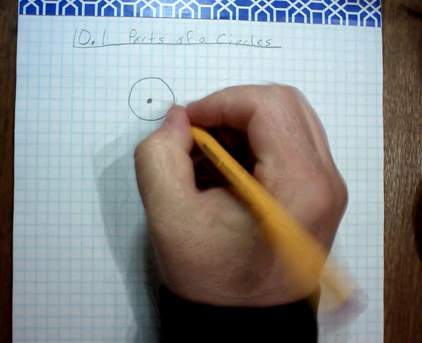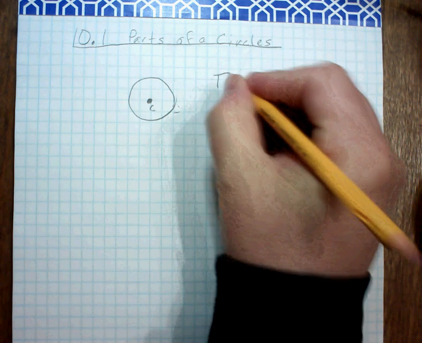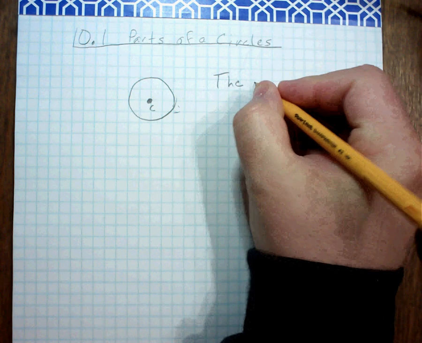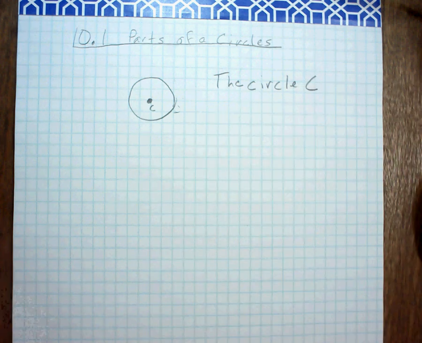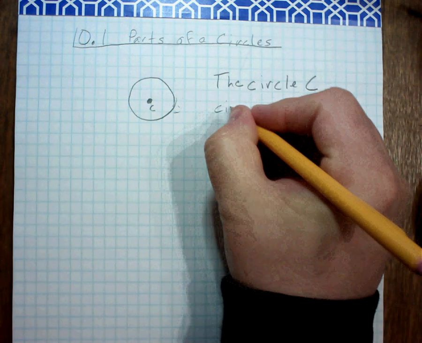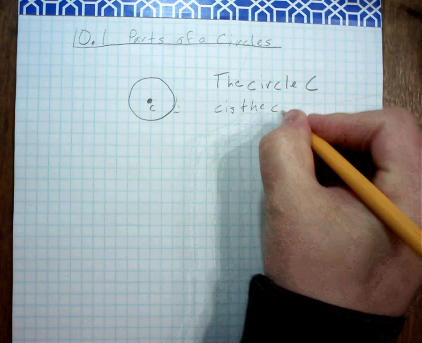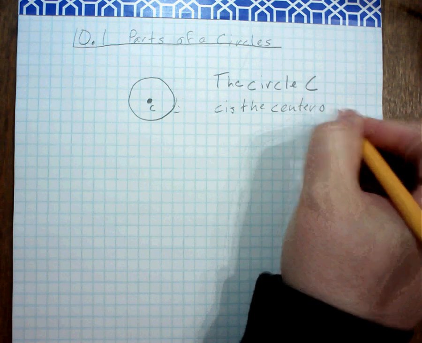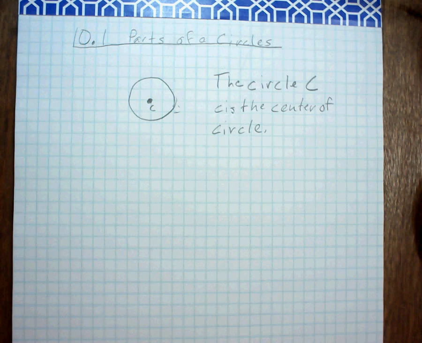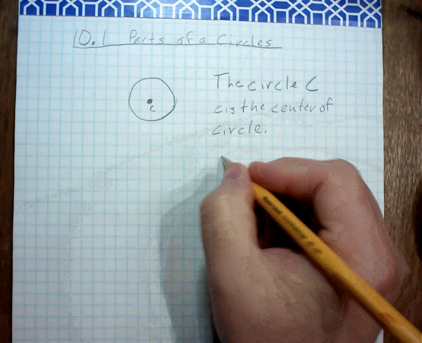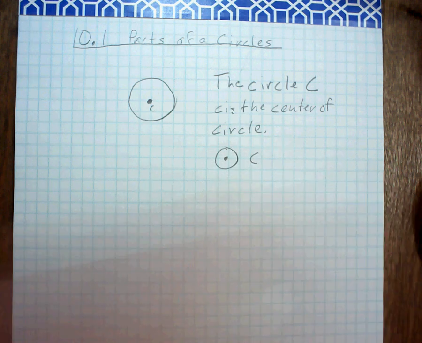So we identify by whatever that circle, this is called the center. So we would say the circle C, because C is the center of the circle. Another way that we can write it is they draw a little circle like this, and then they would say C.